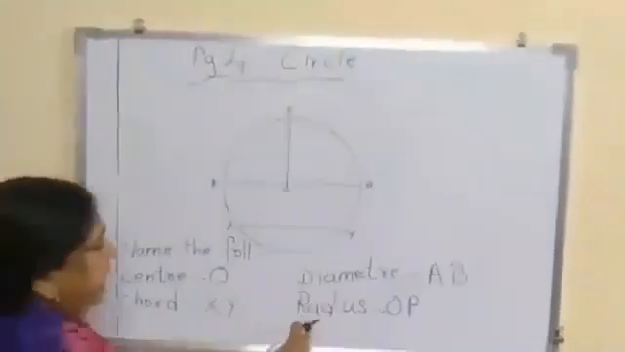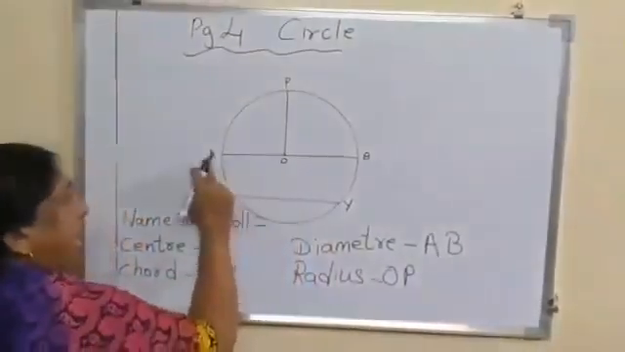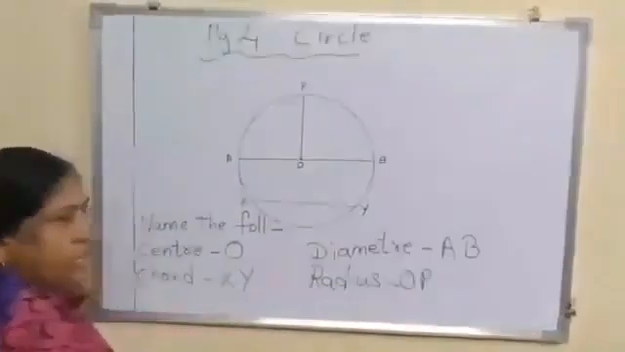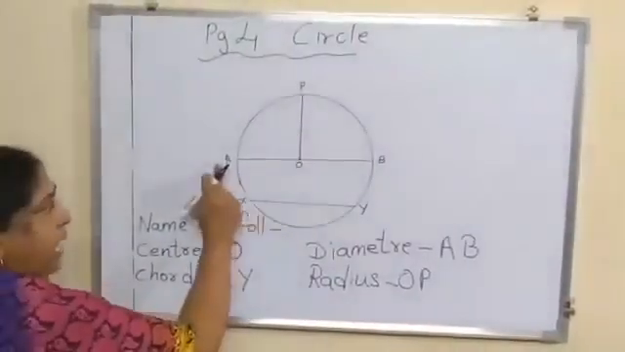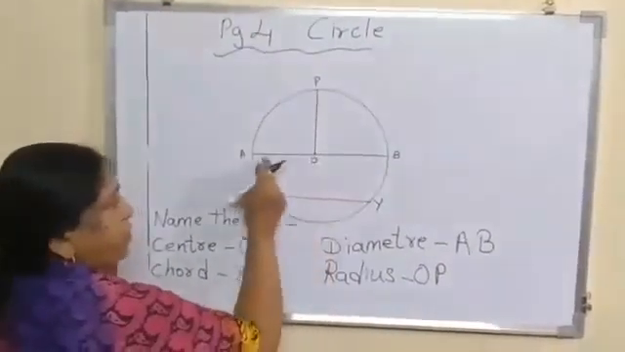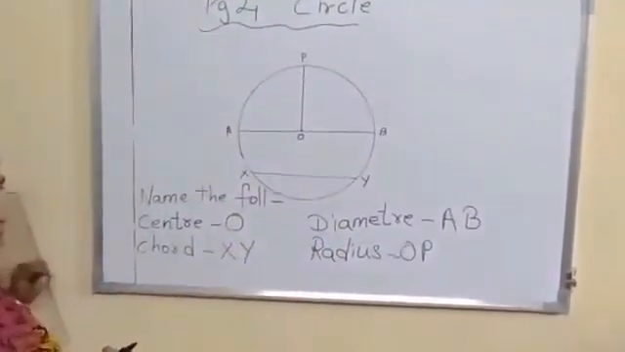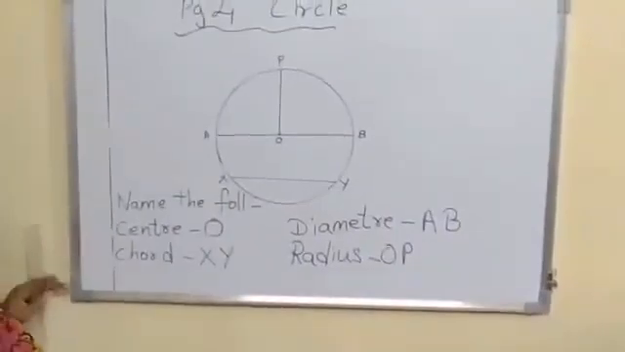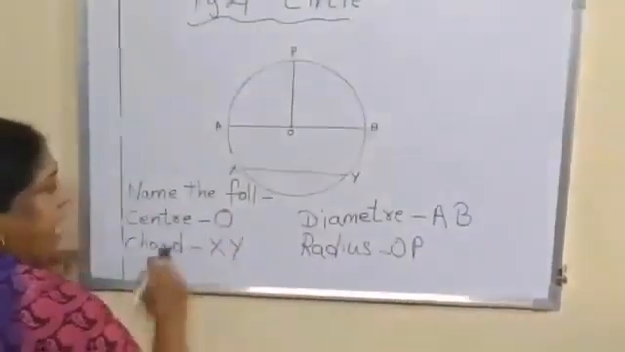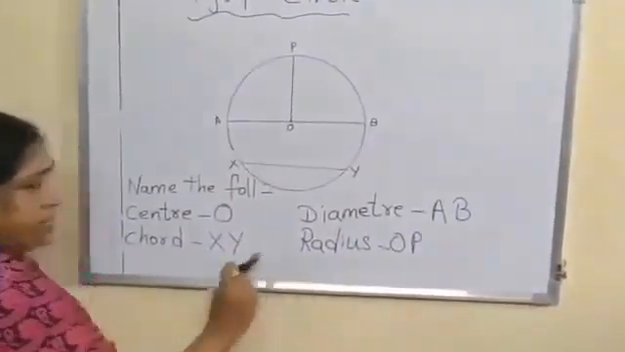Now when we see this radius OP, OA and OB are also radii. OA and OB. From here to here, this is also a radius. From here to here, this is also a radius. Understood children? So on the next page, on the second page, you are going to draw this and write down this. Did you understand children?